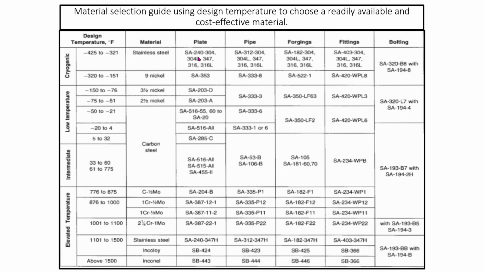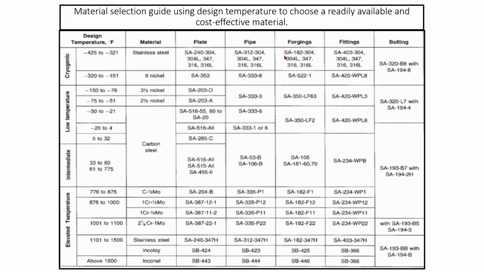Then you have to mention the SA 240 and then the material grade. Similarly, for pipe, you have to mention SA 312, then the material grades, 304, the composition as per this. For pipe material you have to specify SA 312 because the manufacturing process will be different from plate manufacturing. That's why SA 240 and stainless steel is the material. These are the materials: 304, 304L, 347, 316, 316L.